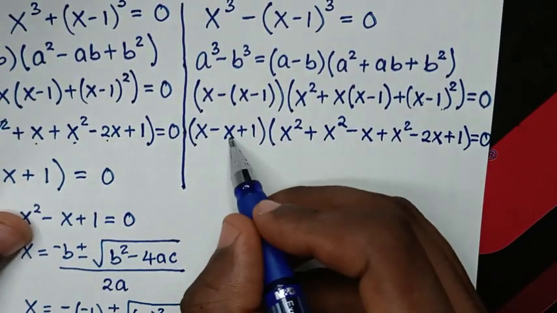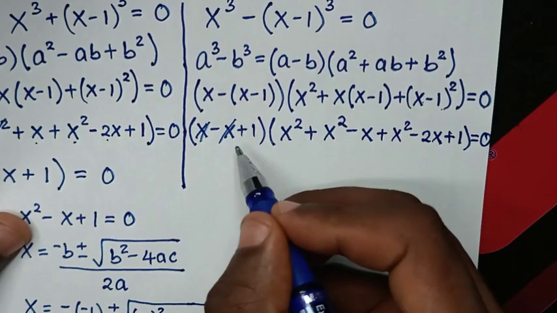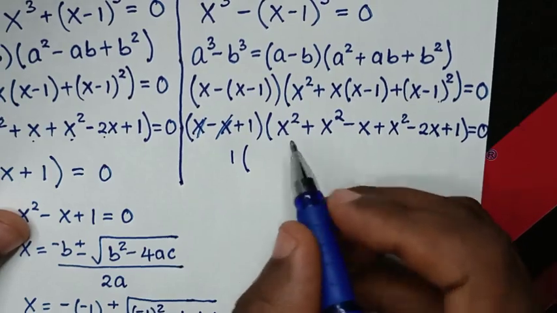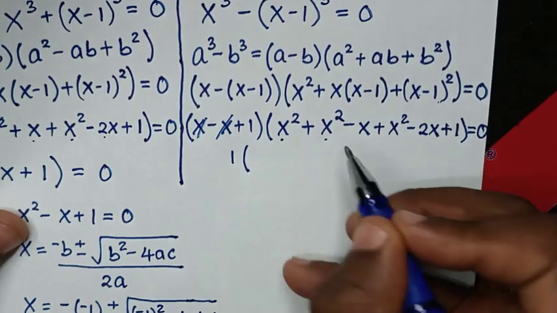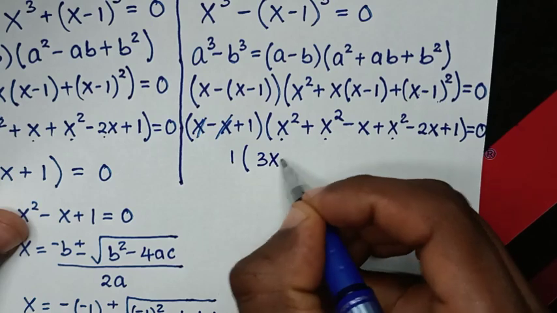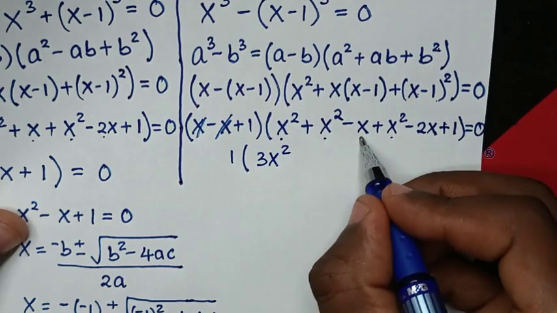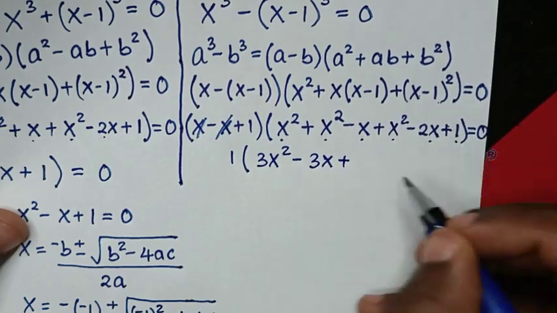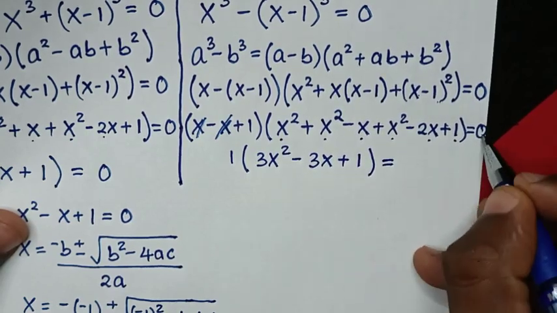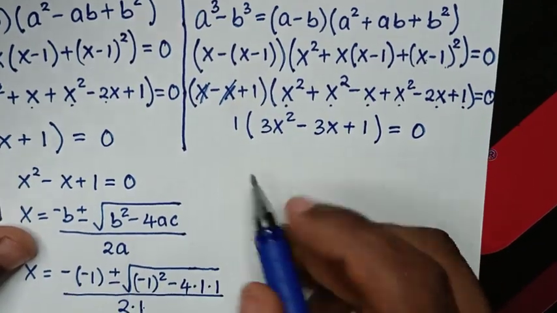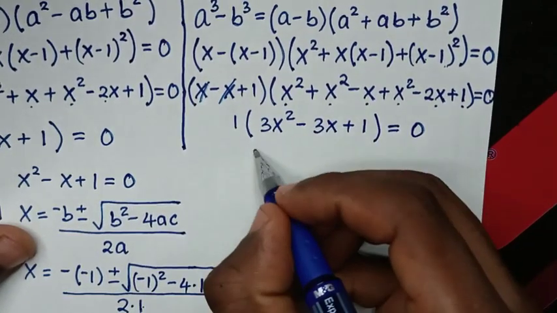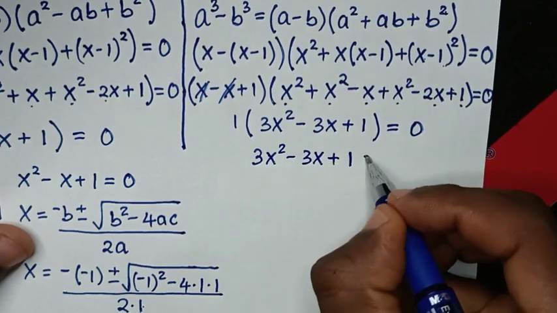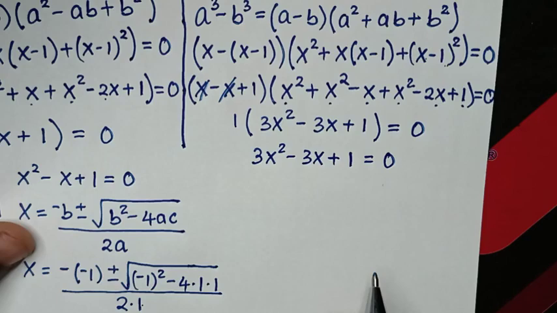Then from here, x minus x is 0, so this and this will cancel, so here it will be 1. Then from here, x squared plus x squared plus x squared is 3x squared. Negative x, negative 2x is negative 3x. Then plus this 1 is equal to this 0. Now 1 times this, it is this inside the bracket, so it will be 3x squared minus 3x plus 1 is equal to this 0.